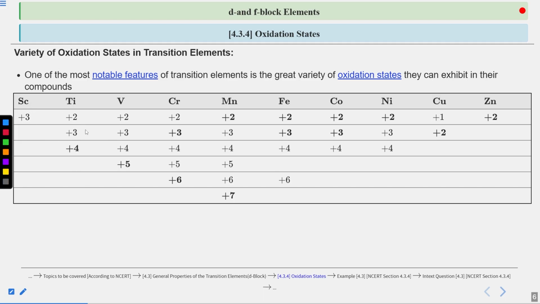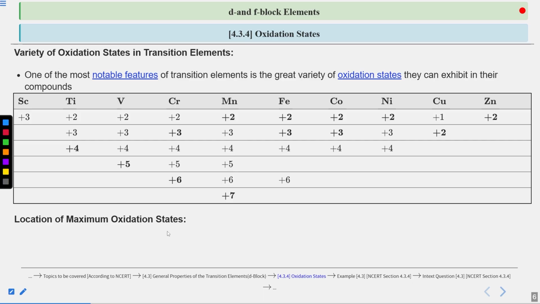You can observe some important things here: scandium and zinc show only one oxidation state, that is +3 and +2 respectively. Manganese shows the maximum number of oxidation states, and you can see the trend of +2 in almost every element except copper and scandium.